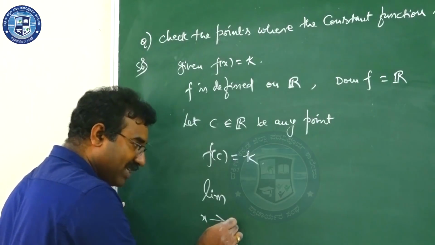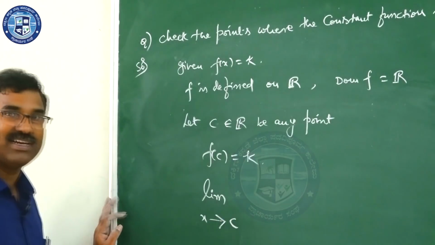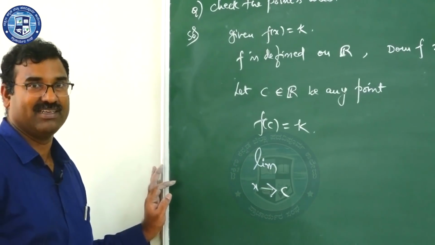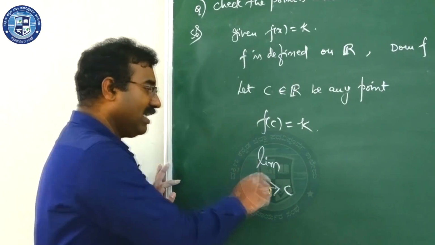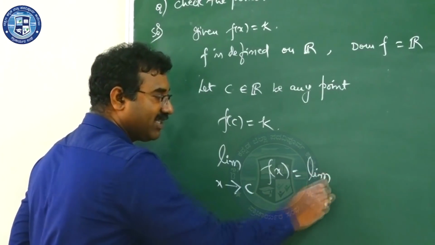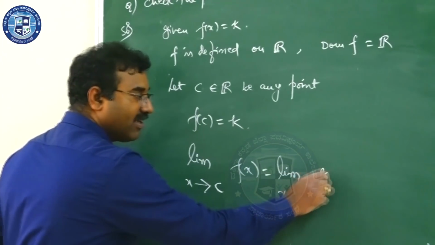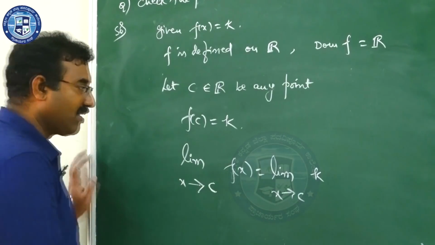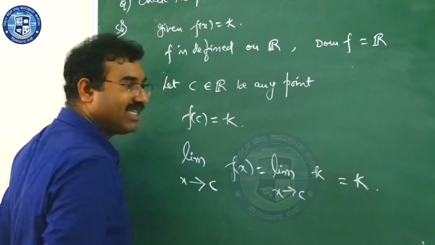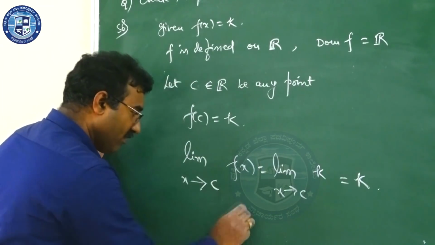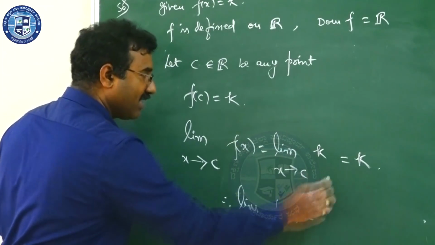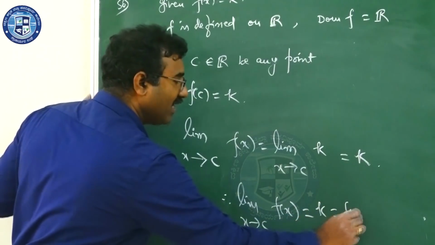The question immediately you should get is whether I need to work out the left hand limit and right hand limit or not. Not required, because the function is not splitting at any point. So limit as x tends to c of f(x) is equal to limit as x tends to c of k. k is a constant here, there is no variable to change also. So the limit of a constant is the constant k, you got it. Therefore, limit as x tends to c of f(x) is equal to k, which is equal to f(c).